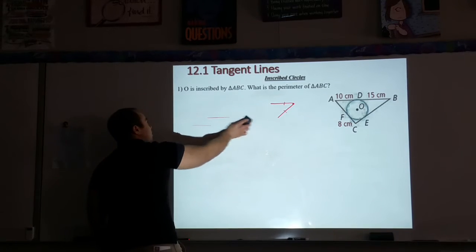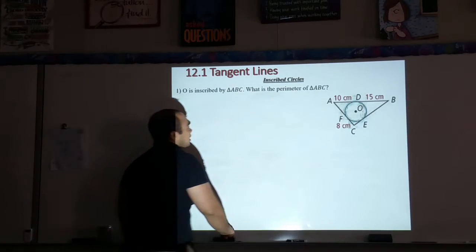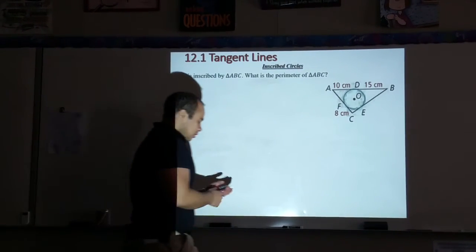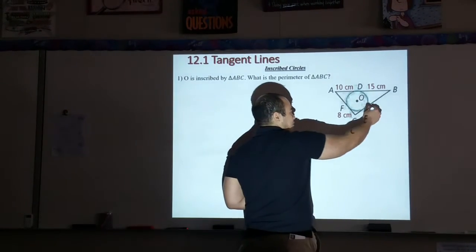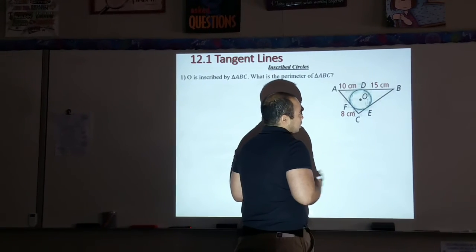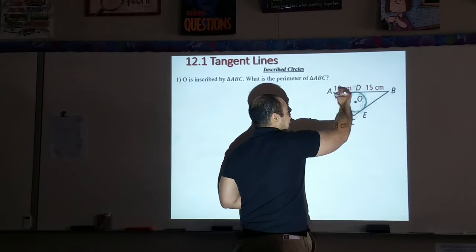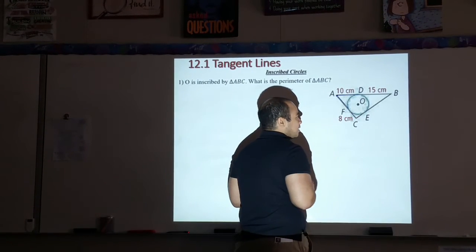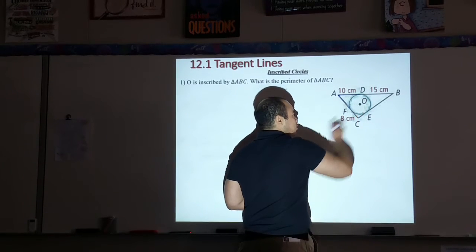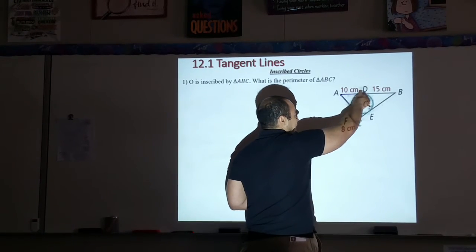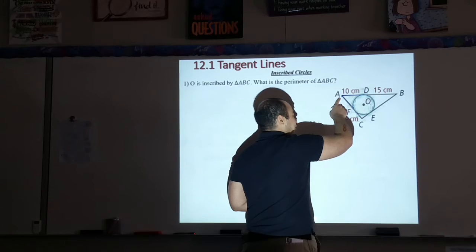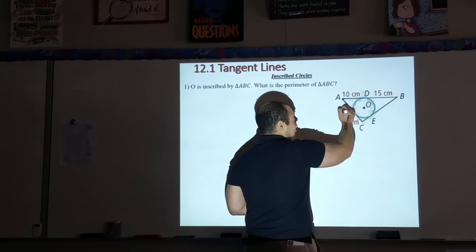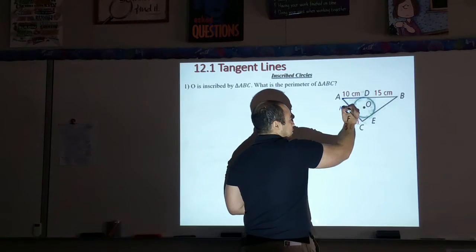So example 1, circle O is inscribed by triangle ABC. What is the perimeter of triangle ABC? Well, in order to find the perimeter, we have to find these other missing sides. But we just learned that if two tangent pieces share a common endpoint, in this case like point A, and they're both tangent to the same circle, they must be congruent. So if AD and AF share endpoint A, and they're both tangent to circle O, then AF has to also be 10 centimeters.